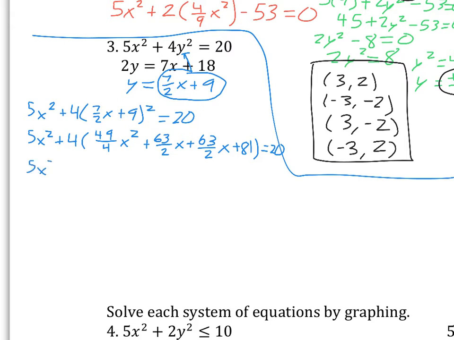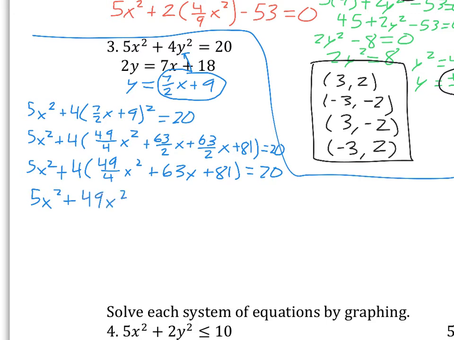Okay, now let's distribute the 4. Actually, before we distribute the 4, let's combine the like terms in the middle. So half of 63 plus half of 63 is just 63. And now let's distribute the 4. 49 over 4 times 4 is 49. 63 times 4 is 252. And 81 times 4 is 324.